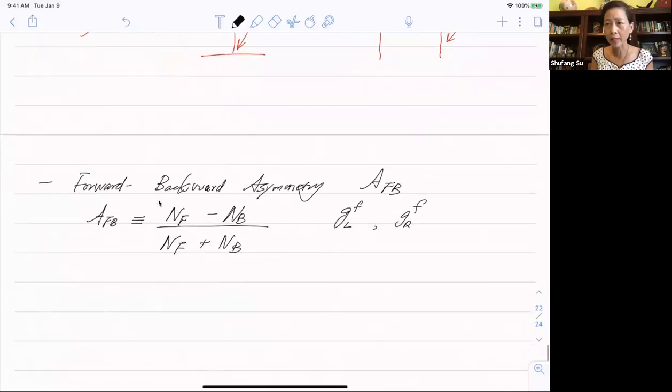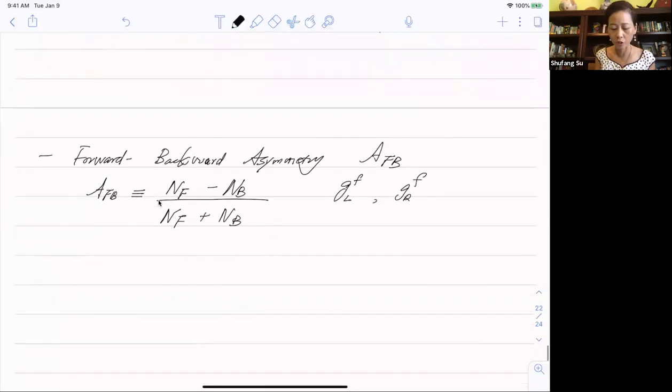Okay, so again, given the time, let me not say too much about it. You can find more details in the notes. And another thing for lepton colliders is something called beam polarization.